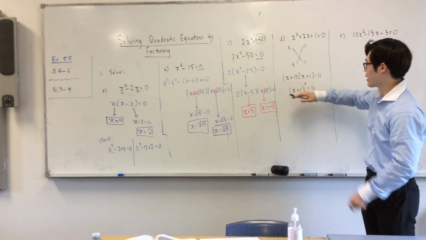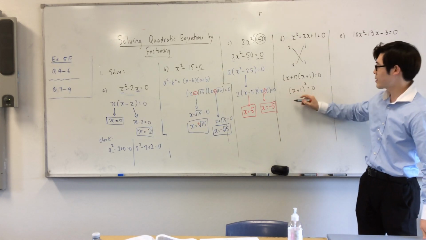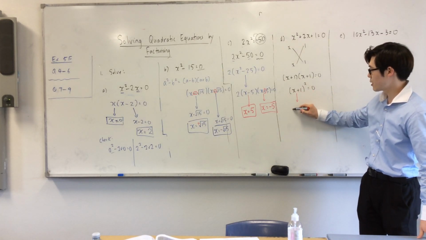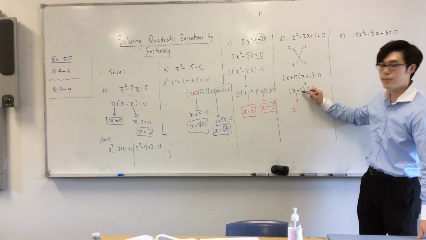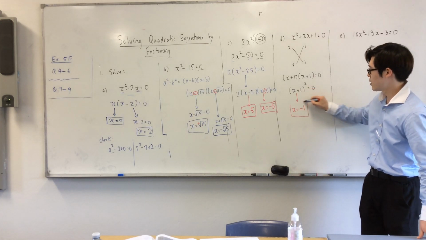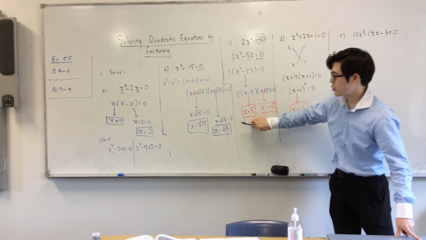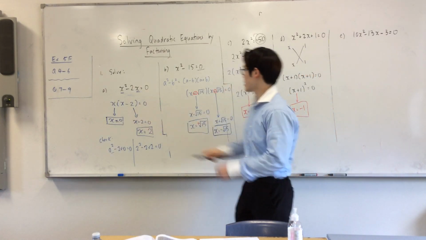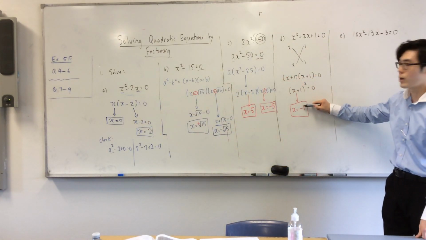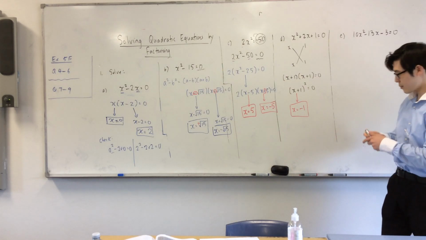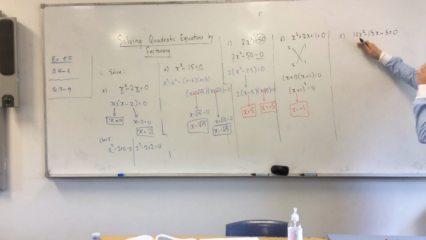Now, as you can see, I've only got one bracket here, so that means I'm only going to get one solution. In this case, x is equal to, opposite of plus 1 is minus 1. Okay? So you're not always going to get two solutions like the questions we have here. Sometimes it is possible to just get one solution. Okay? Alright, so let's do the same thing here.